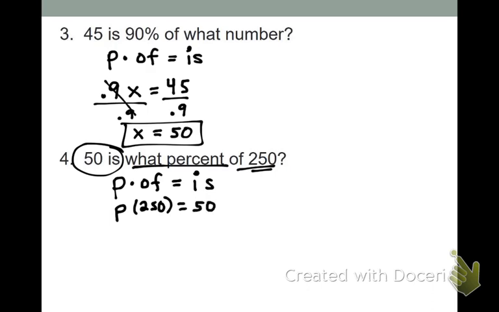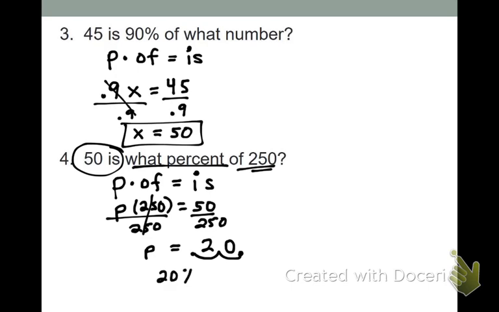My goal is to get P by itself. What do I have to do? Divide by 250. You got to be fair and do it to both sides. What is 50 divided by 250? 0.2. Now, if I go back to my original equation, 50 is what percent of 250? So my answer has to be as a percent. How do I make 0.2 a percent? Move it 2 places to the right. 1, 2. What goes in that empty spot? A 0. So my answer is what?